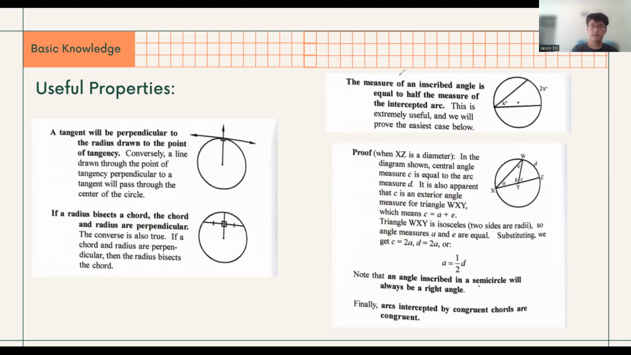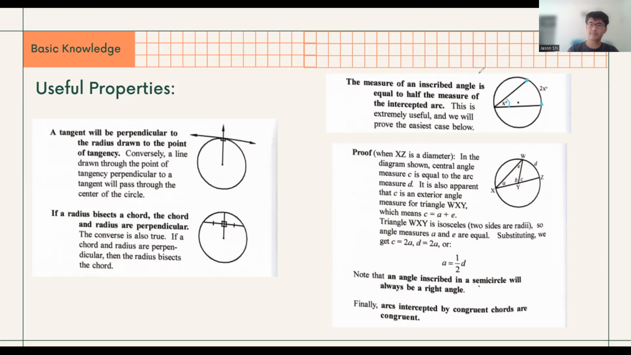So interesting properties there. And then on this side, we have the measure of an inscribed angle is half the measure of the intercepted arc. This is one of the most important properties of circles and angles that you'll ever see, because they use this a lot in questions. Basically, it's saying that the measure of this angle is half the measure of the arc that's created between these two.